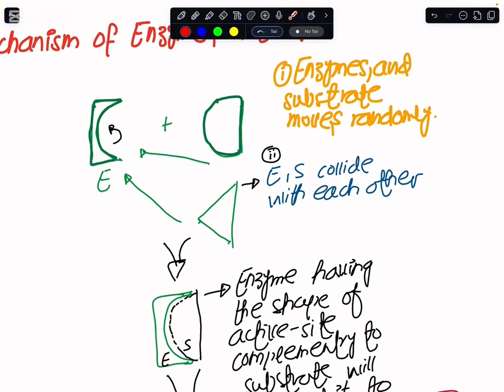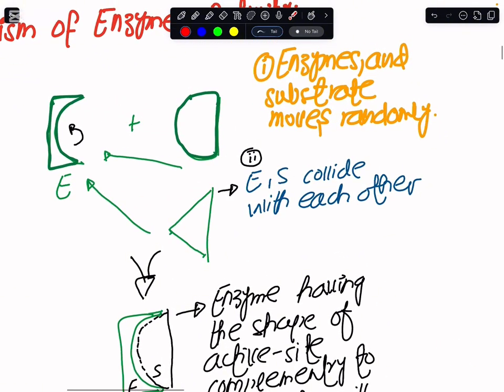If we look at their shape, you see that this substrate has a shape which is complementary to the enzyme's active site. It can bind to the active site. But for this other substrate, the shape of the active site is different. It is not complementary to this substrate. Normally in our body, these enzymes and substrate molecules move randomly, and when they are moving randomly, there is a very great chance that they would collide with each other.